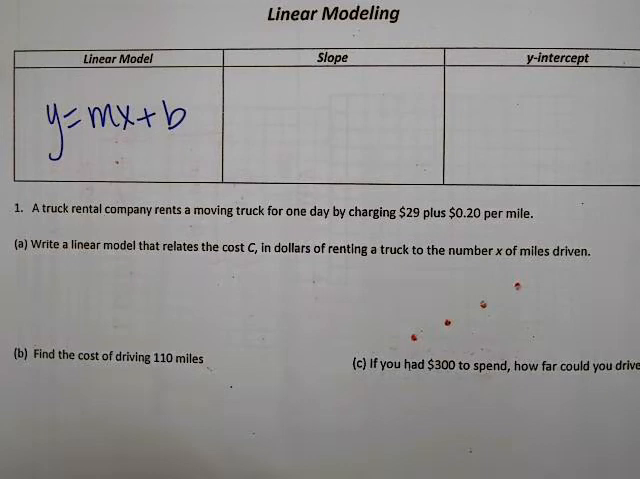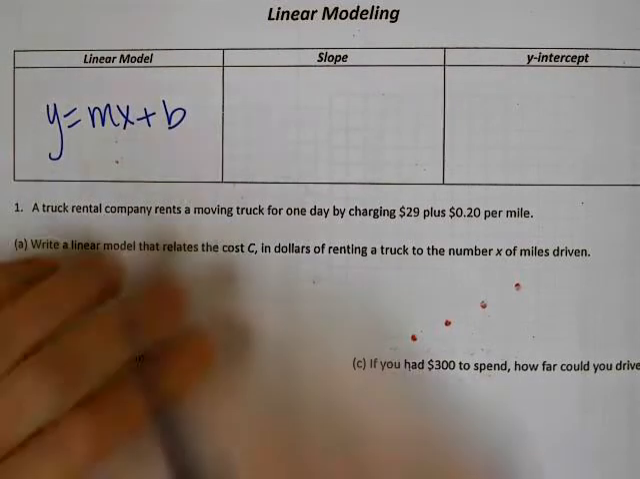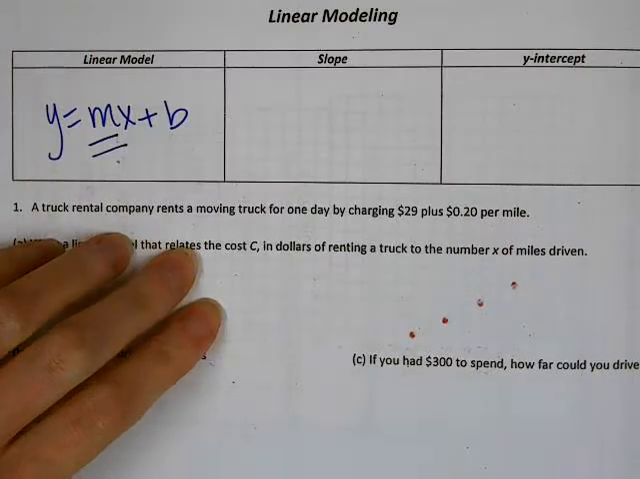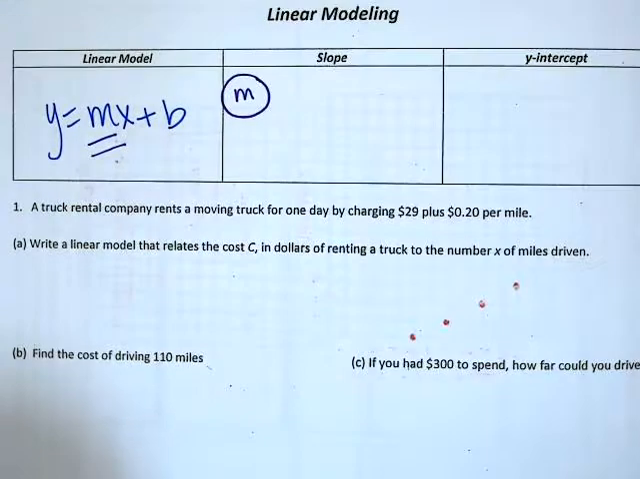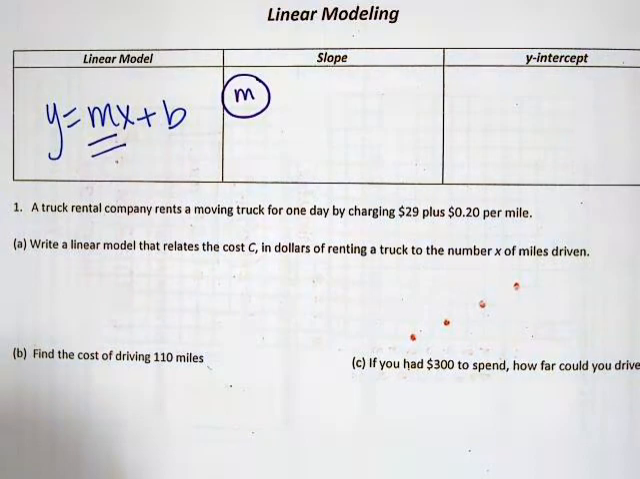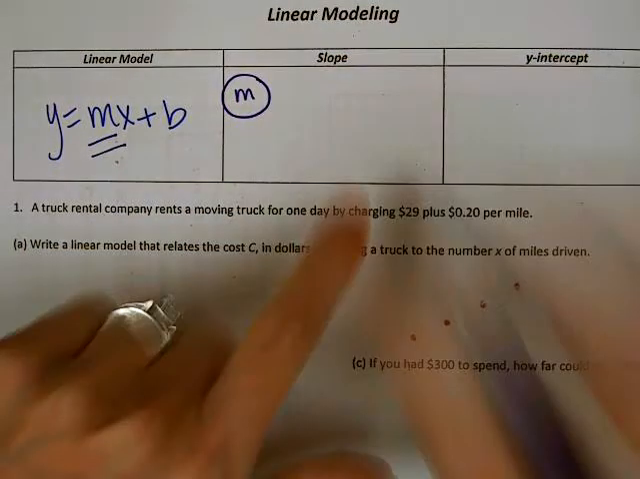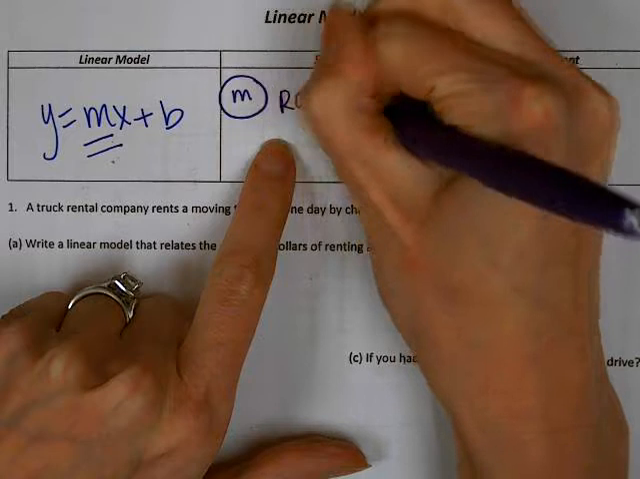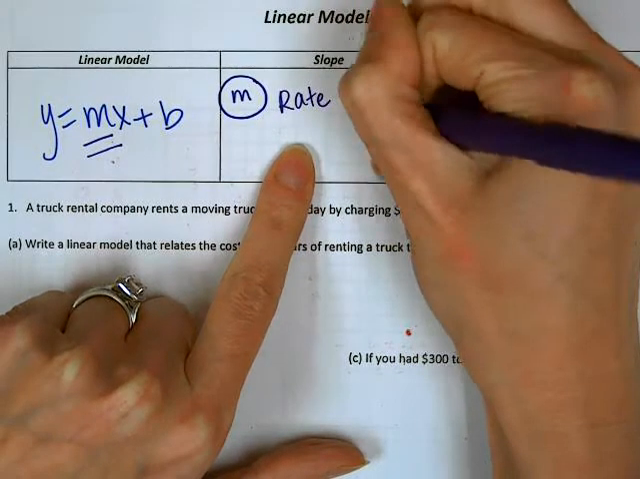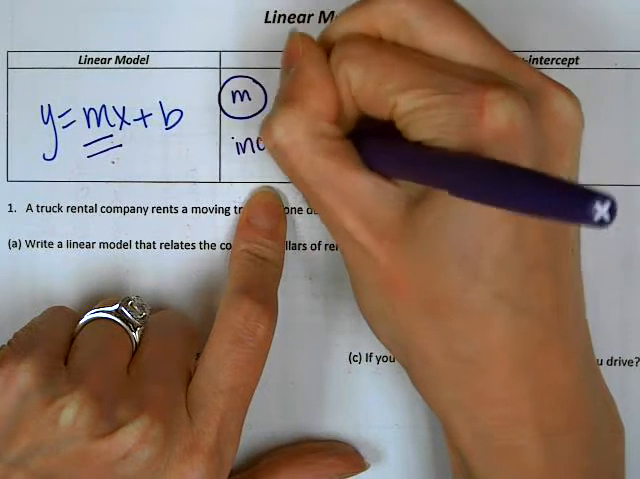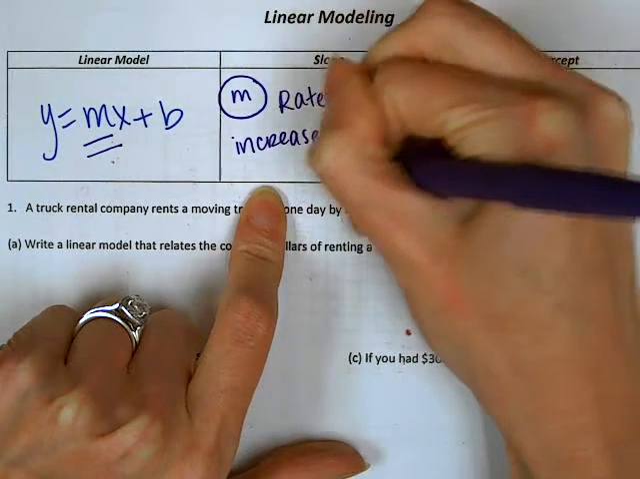Now, what does the slope mean in the context of a word problem? Remember, slope is m. So let's write that down. Slope is m. And that tells you the rate of increase or decrease. It's how much it's increasing or decreasing by. So the rate of increase or decrease.